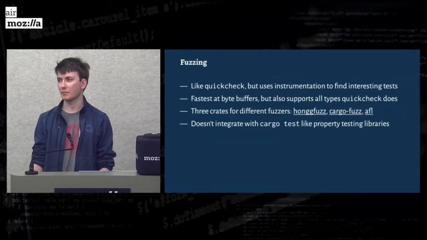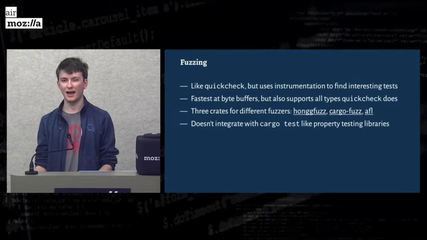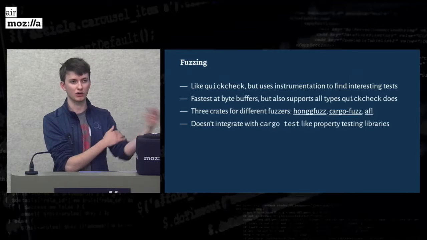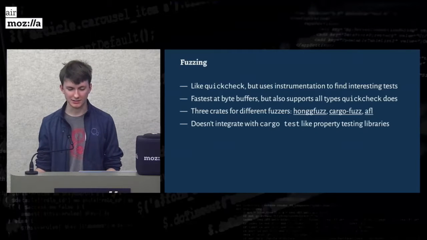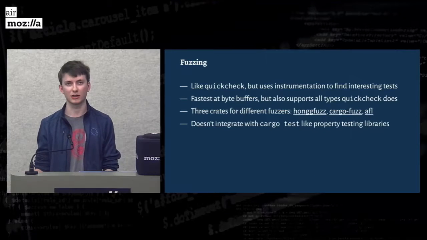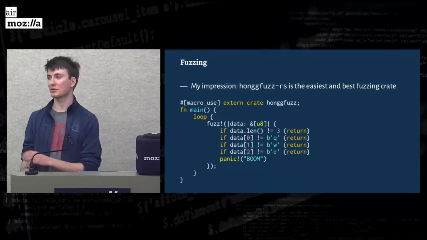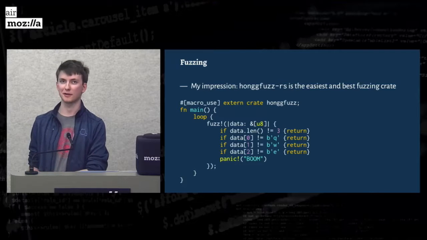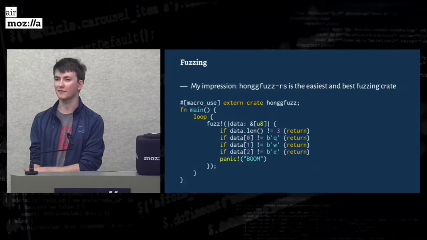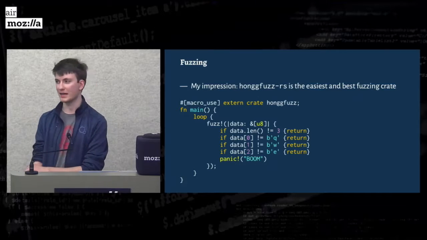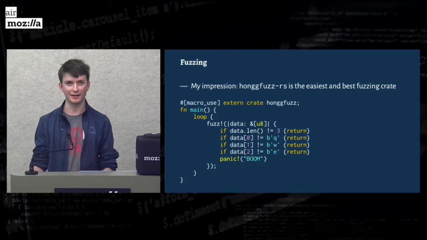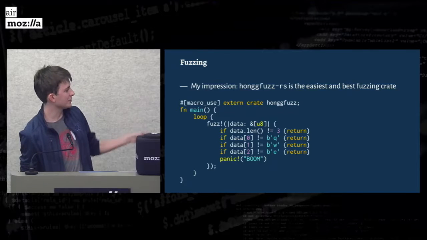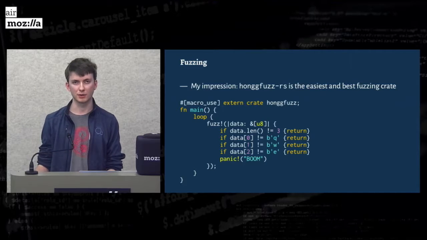One problem with these is that they don't integrate with cargo test like property testing libraries do. This is due to how fuzzers work and how cargo test works. Fuzzers require a separate binary target that they can work on independently from all your other code, so they don't work properly in cargo test, which is a slight ergonomic hit. My impression from reading the code of the fuzzing crates is that honggfuzz-rs is probably the one you want to start off with. It seems to be one of the easiest to use, and also one of the best fuzzers. It's cross-platform, it uses all sorts of nice instrumentation, and it's pretty simple to integrate as well. cargo-fuzz is also a pretty good choice.